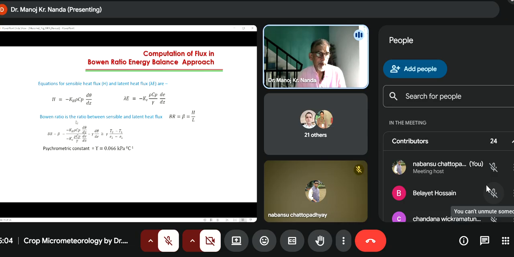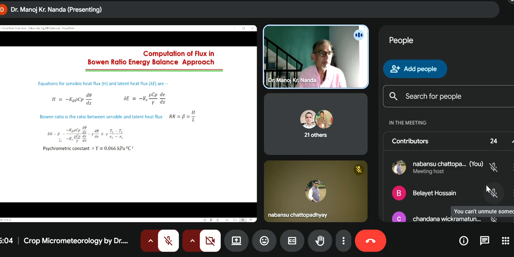Now, the Bowen ratio is actually the ratio between sensible heat flux and latent heat flux. Let us assume this ratio as beta. Now, beta is equal to H by L. Now, I can easily write H as beta into L.